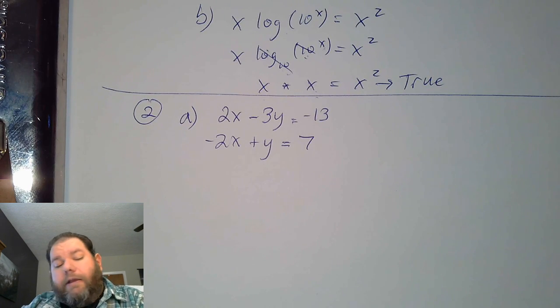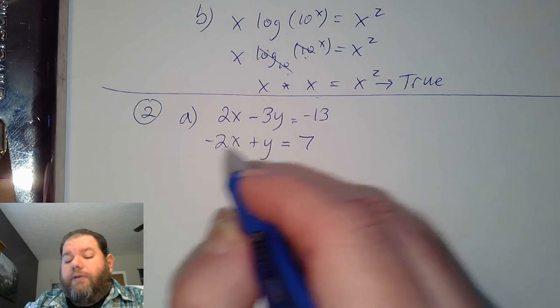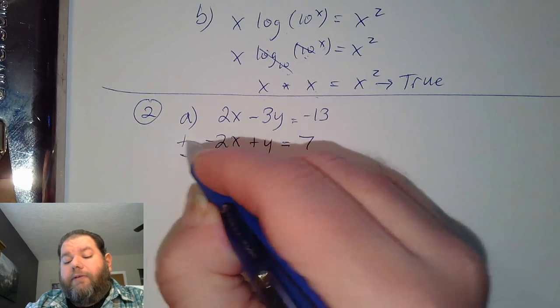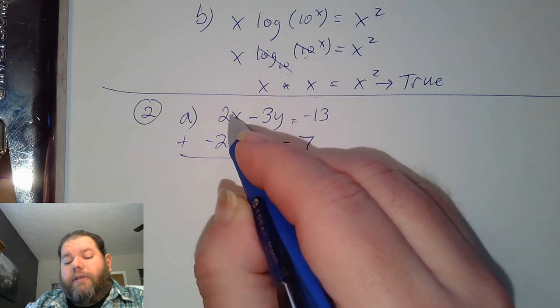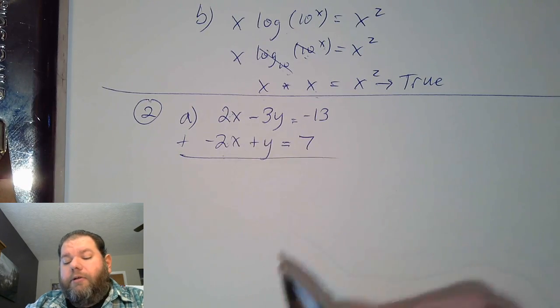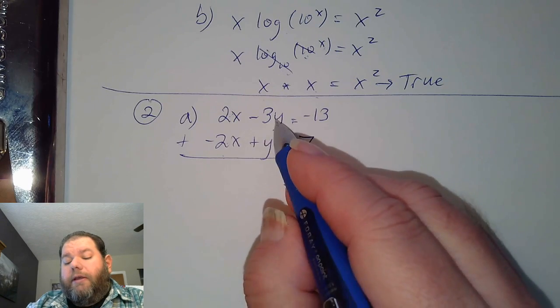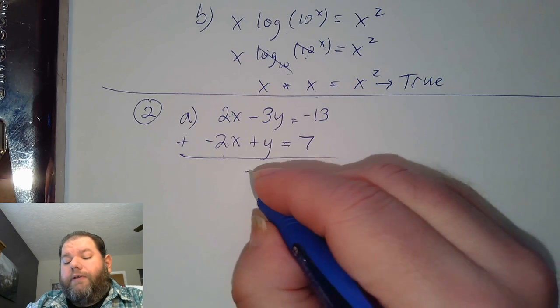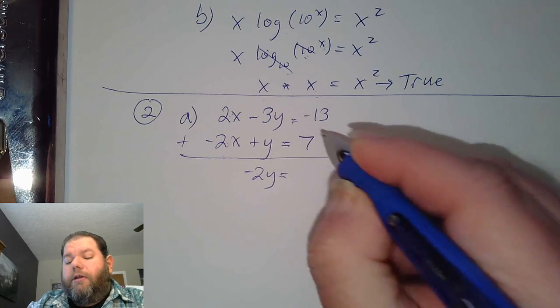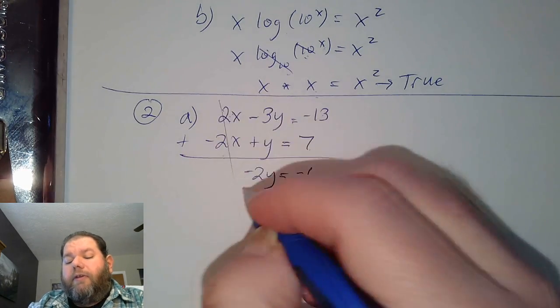it doesn't say to use matrices, so we have the option of using equations instead. And what this allows us to do is we can add these together. And notice that the 2x and the negative 2x are already opposites from each other. So we add these together and those cancel out. And negative 3y plus y is negative 2y. Negative 13 plus 7 is negative 6. And these cancel.